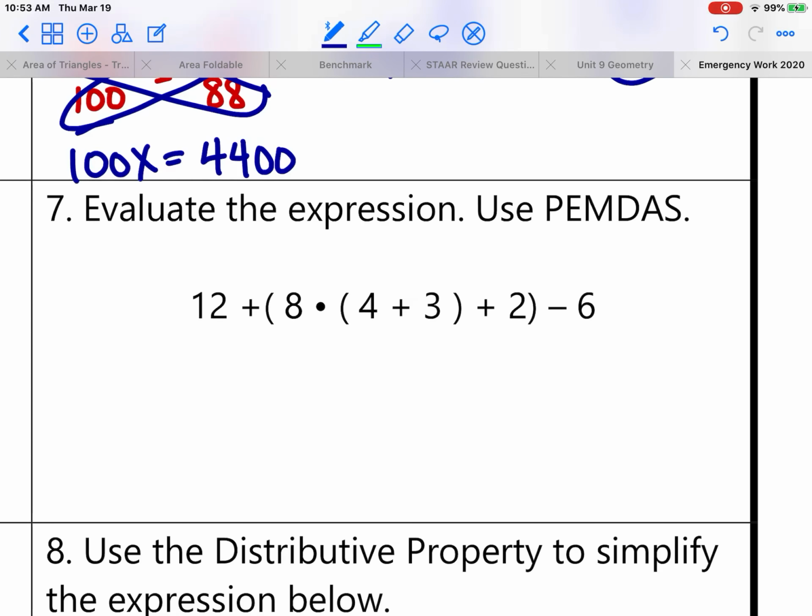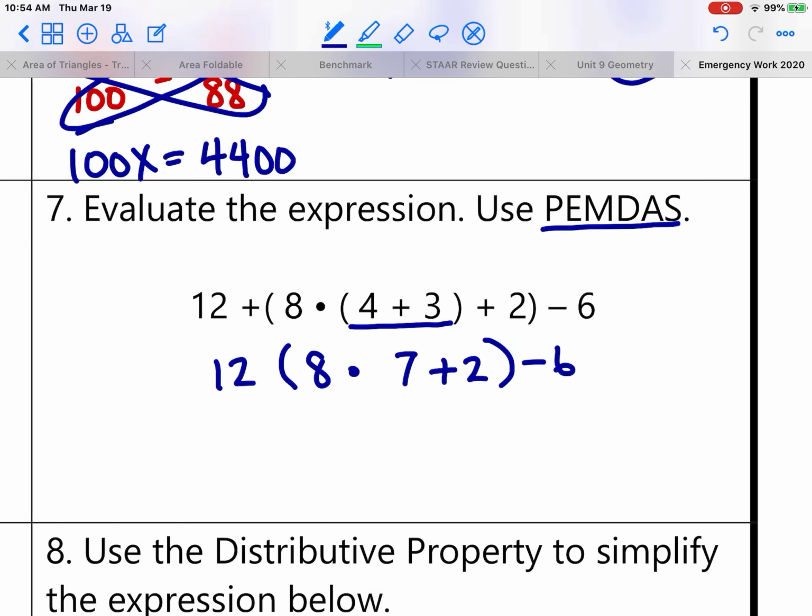Number 7, it's an order of operations question using PEMDAS: parentheses, exponents, multiplication, division, addition, subtraction. We start with what's in parentheses. Well, there's a whole lot of stuff in parentheses right there, but inside the parentheses is another set of parentheses. So we're going to do that step first. What is 4 plus 3? 7. So now we have 8 times 7 plus 2, still in parentheses, minus 6 plus 12. So I kept all my other numbers that I haven't worked with yet.